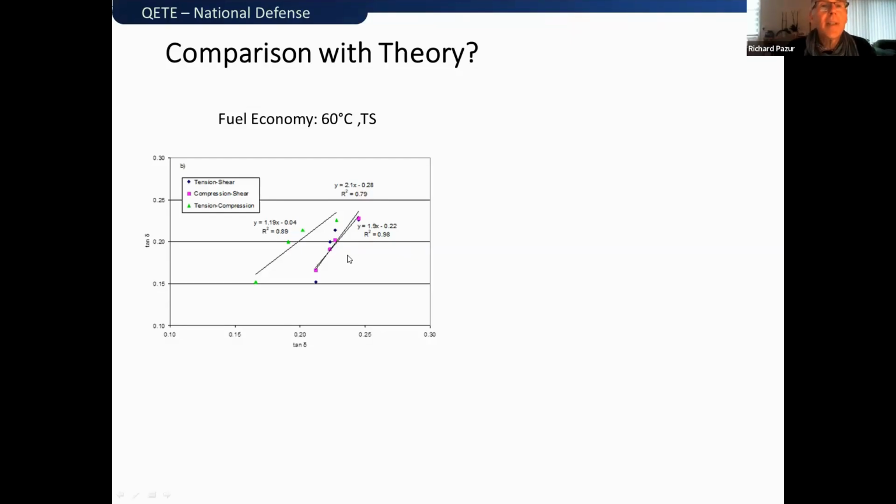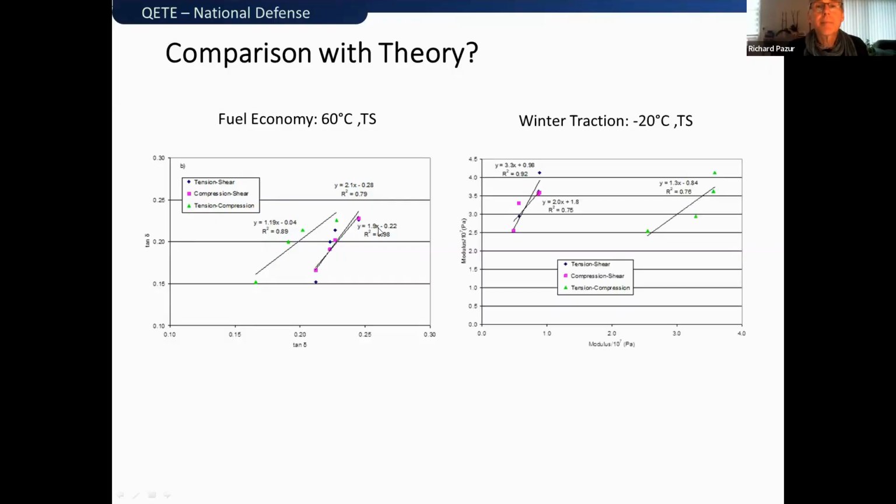But where we see the big deviation is when we compare tension to shear, compression to shear. So this is the pink and the blue ones over here. You could see here that the slopes are about 2. They should be 3 compared to theory. So do we have an idea why that is so? I believe it comes up in the next slide.